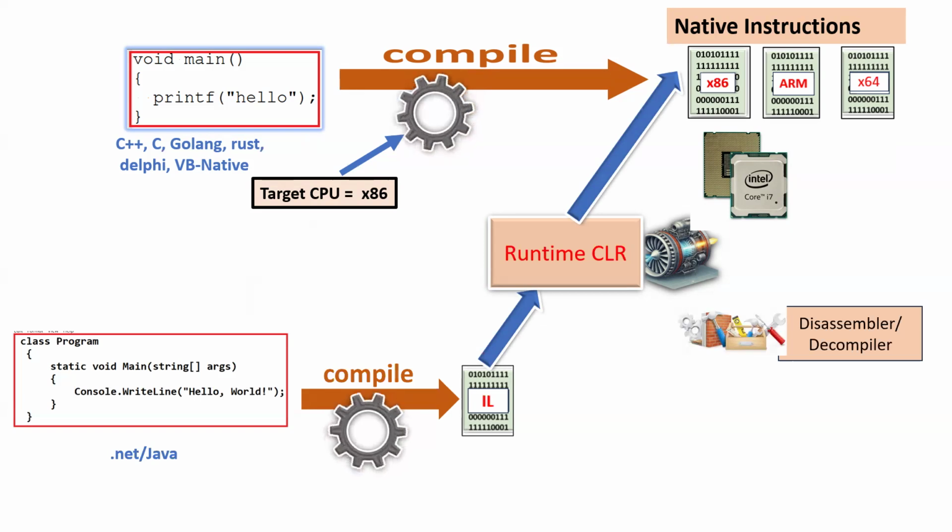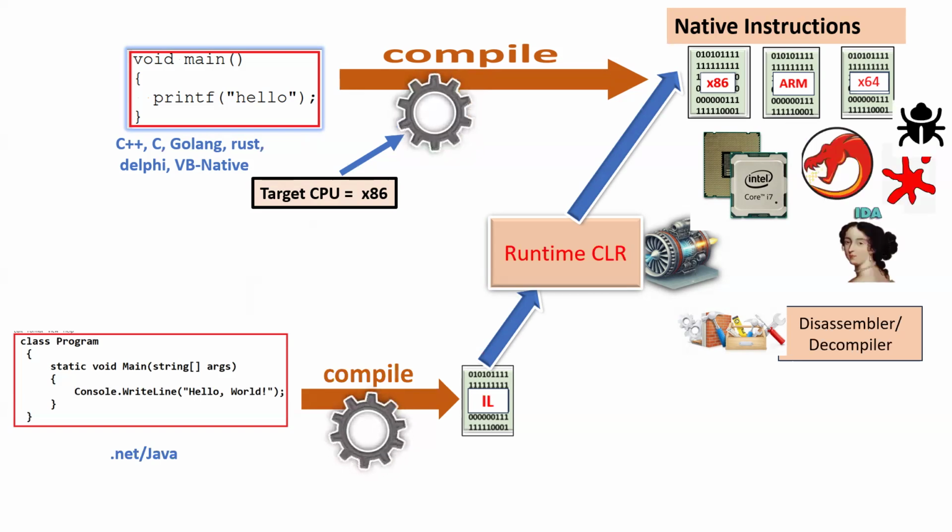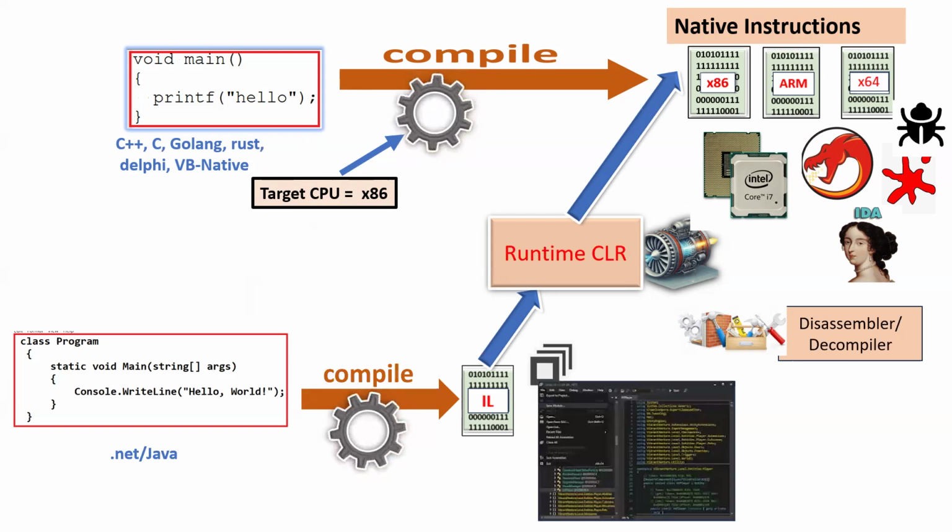And now when it comes to choosing a disassembler or decompiler, native instructions can be disassembled using IDA, OllyDbg, x64dbg, and Ghidra, while intermediate language based instructions can be decompiled using dnSpy. So dnSpy is meant for decompiling .NET compiled binaries.